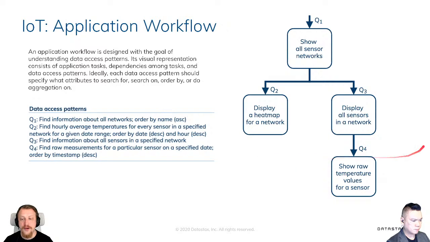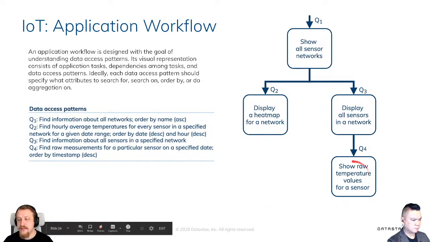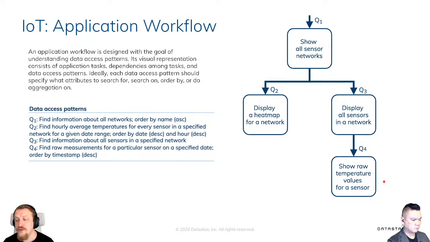Then Q3, display all sensors in the network. That's also simple: find information about sensors in a specified network. And finally, Q4: find raw measurements for a particular sensor on a specified date, order by timestamp. That should be pretty clear. Show records sorted by timestamp for a specific date.